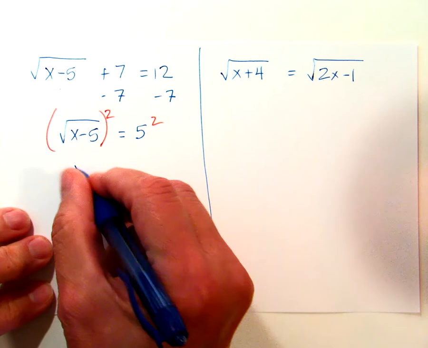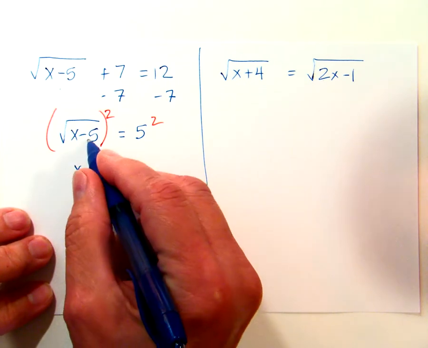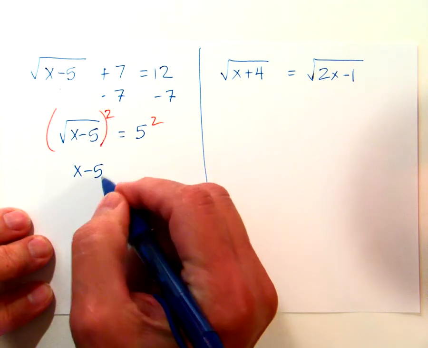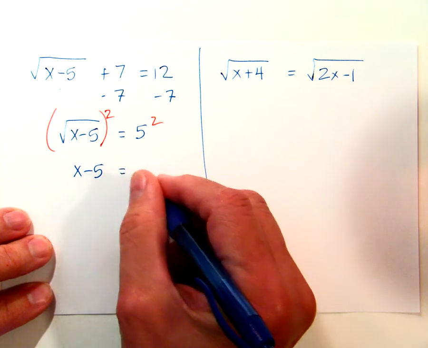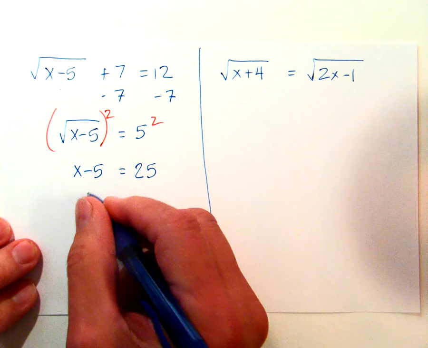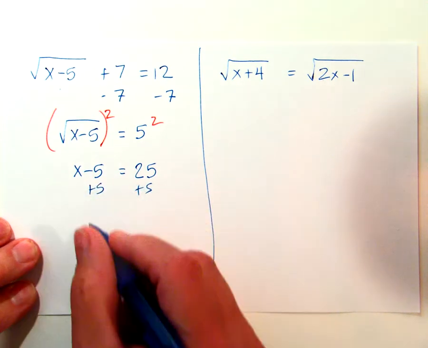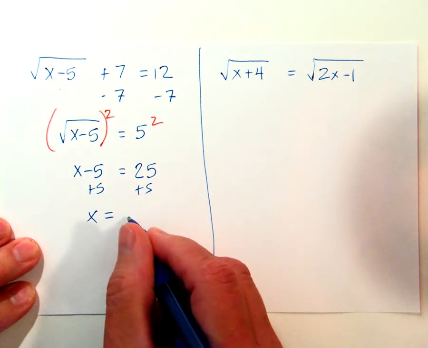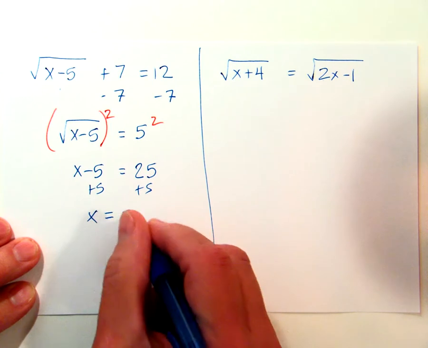All right. So that gets us back to x minus 5. I had x minus 5. I square rooted it, then I squared it, so I get back to x minus 5. Kind of a toggle there. And 5 squared is 25. I isolate my variable. And yes, indeed, x is equal to 30.